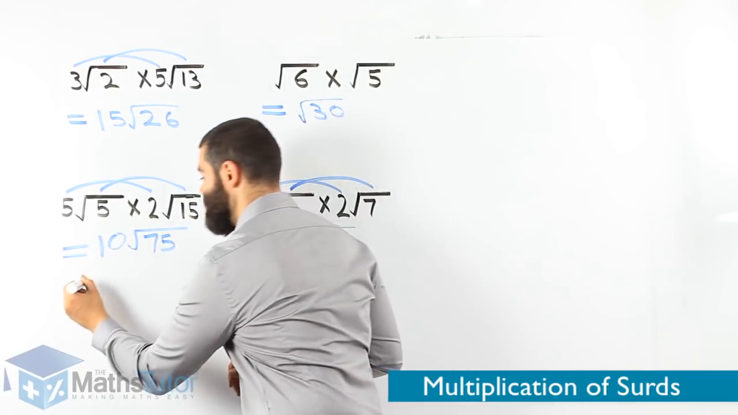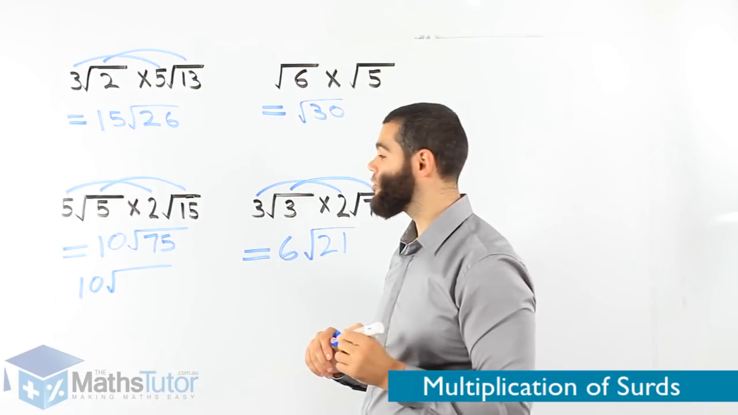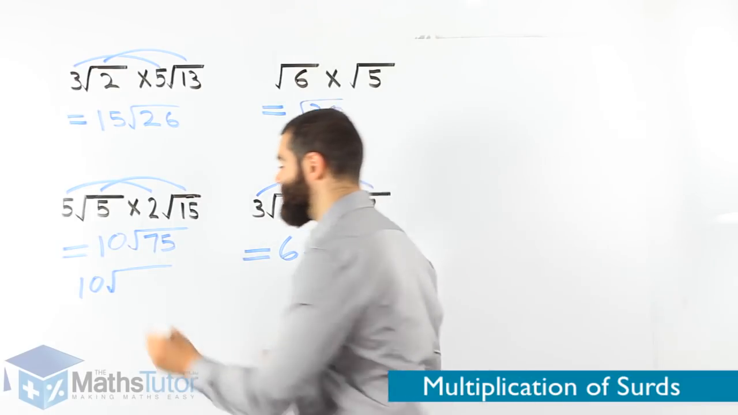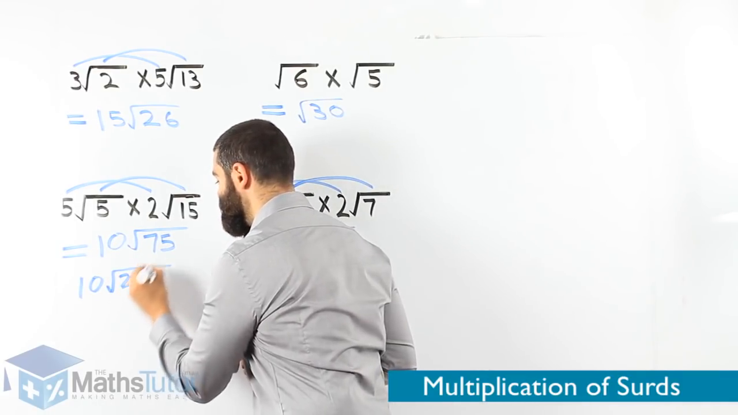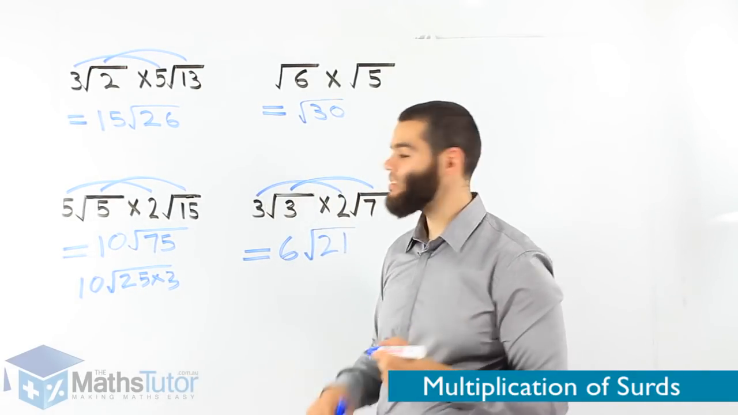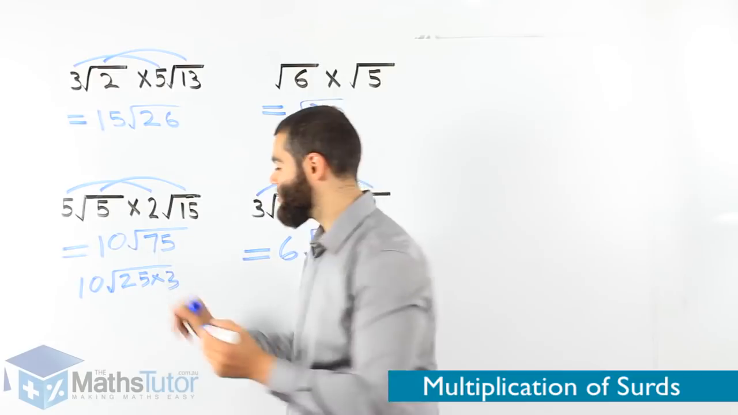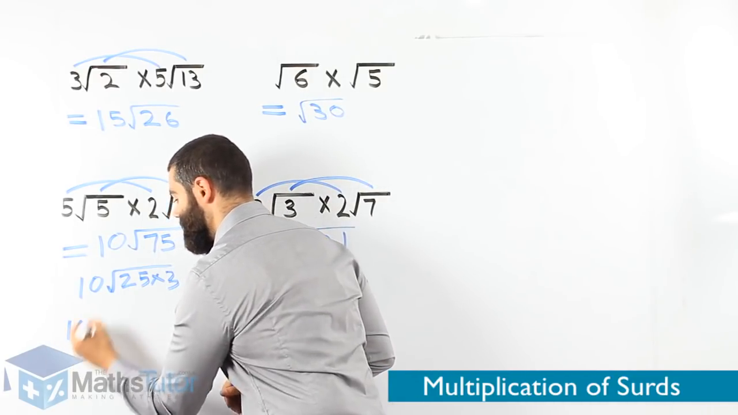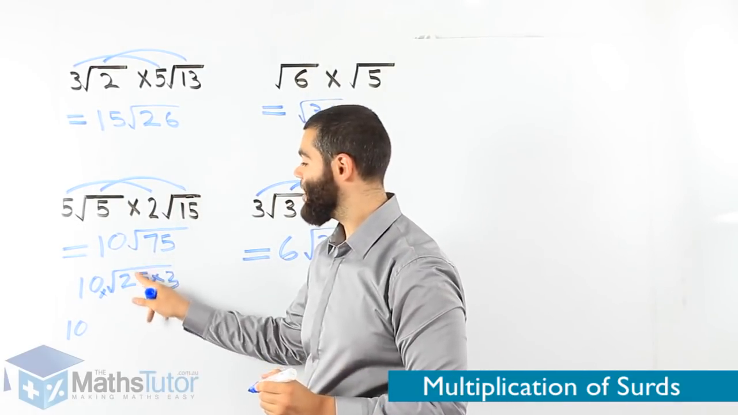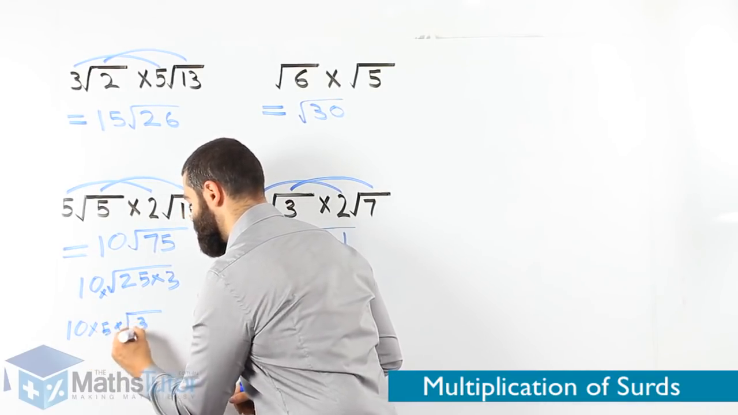Very important. So 10 stays outside. How do we simplify? Remember, we have to look for two numbers that multiply to get 75. One of them must square root. In this case here, 25 times 3. 25 times 3 makes 75. Which one square roots? The 25 square roots. It becomes a 5. So when it comes outside, we already have a 10. And we know there's an invisible times here. So the 5, when it comes outside, becomes 5 times 10, times the square root 3.